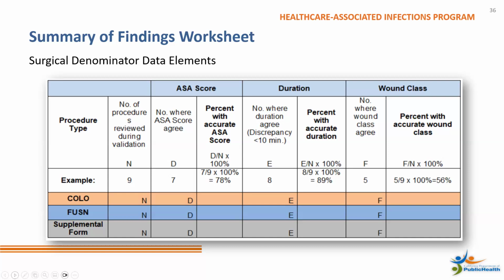And lastly, for wound class, we have a total of 5. So 5 divided by the total of 9 times 100, and as you can see there, we had a percentage of 56%. And so again, we will use this surgical denominator data worksheet for colo, fusion, as well as for the supplemental form.